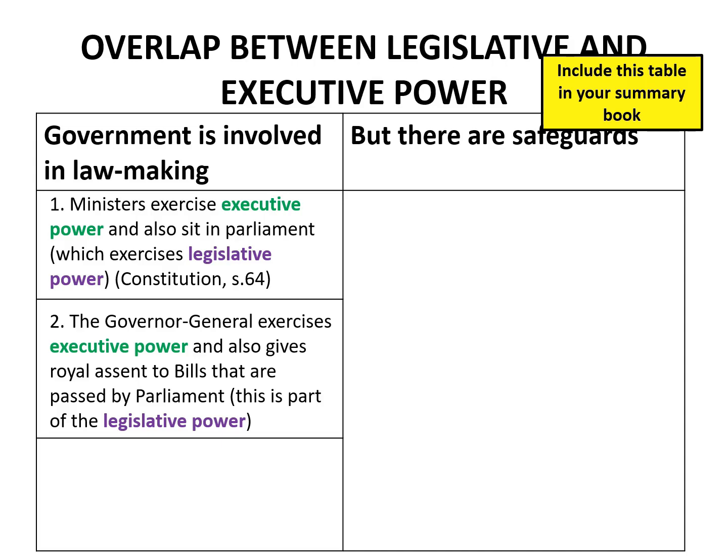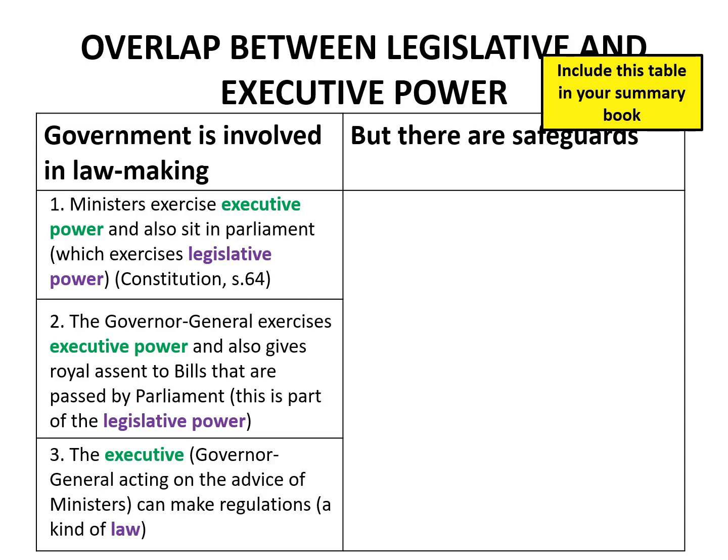And the third situation in which the government is involved in lawmaking is where the Governor-General, acting on the advice of the government, makes regulations. Regulations are sometimes referred to as subordinate legislation. Regulations are a kind of law. Often what happens when Parliament passes an Act is that the Act doesn't deal with all of the matters that need to be dealt with. So the Act will say that the Governor-General can make regulations, that is, rules, about matters that are necessary for the proper operation of the Act.